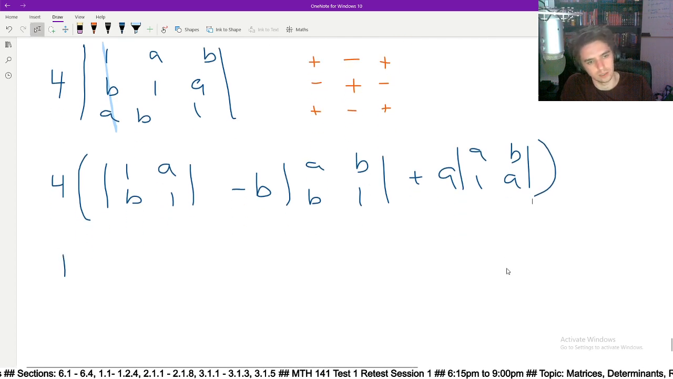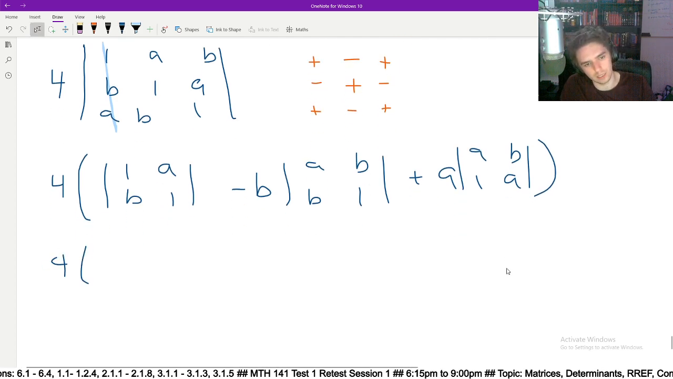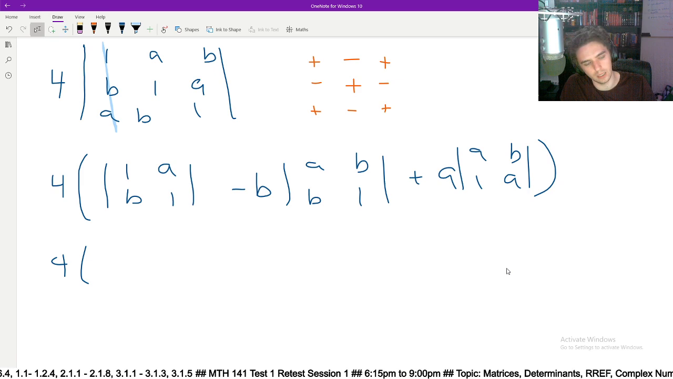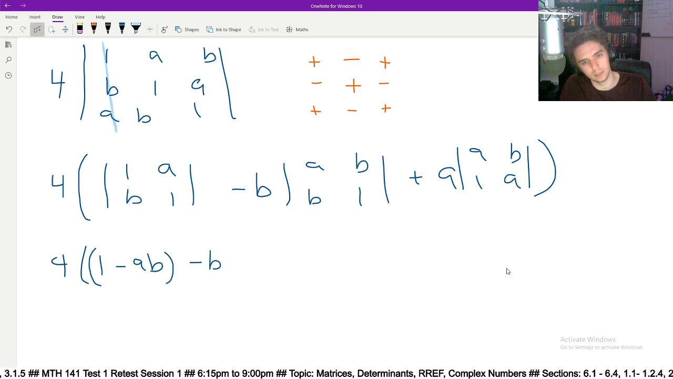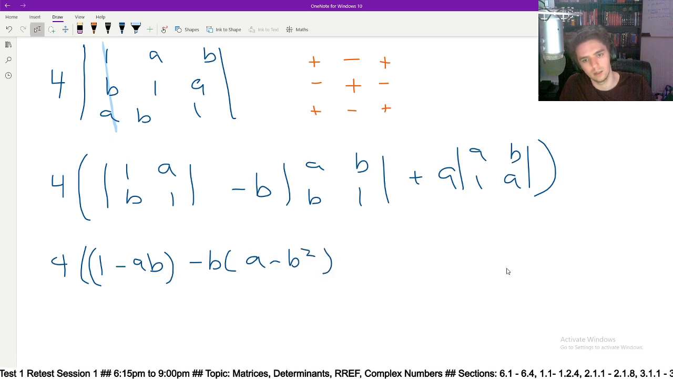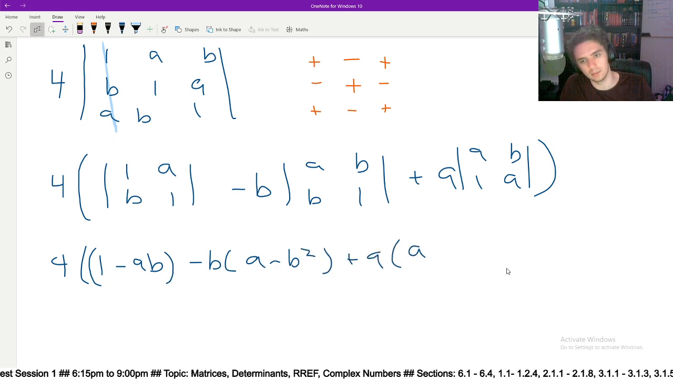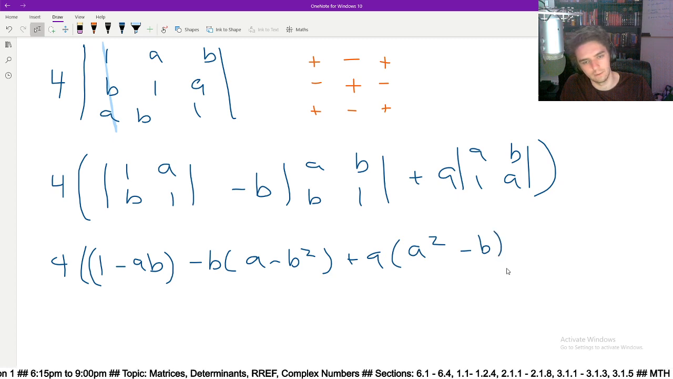Okay. So still 4 times, now the determinant of this is going to be 1 times 1 minus AB. So 1 minus AB, right? And I will actually put this in brackets like that. Minus B times A minus B squared plus A times A squared minus B.